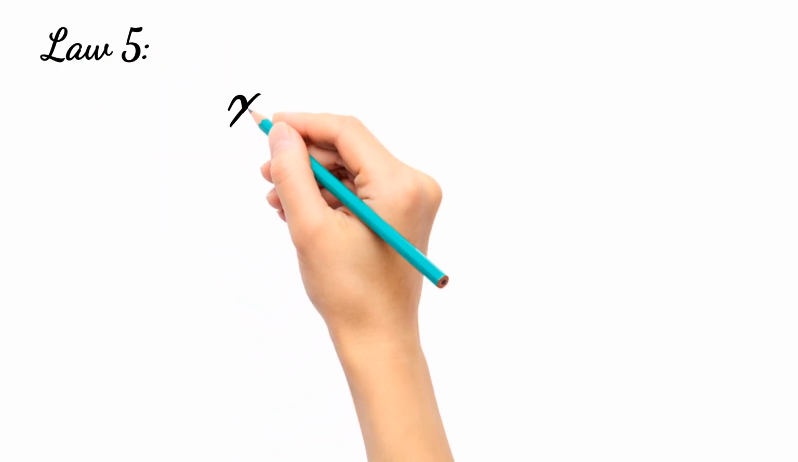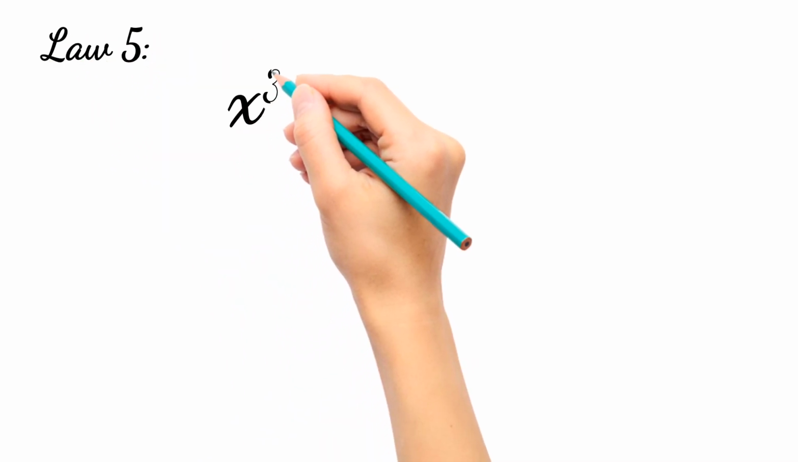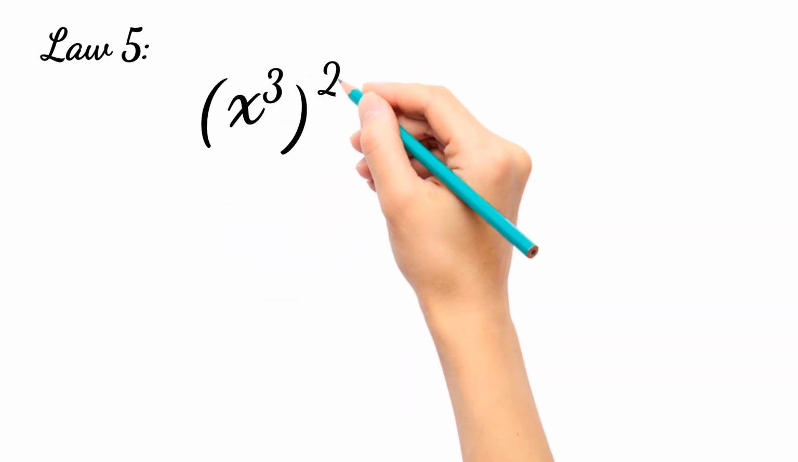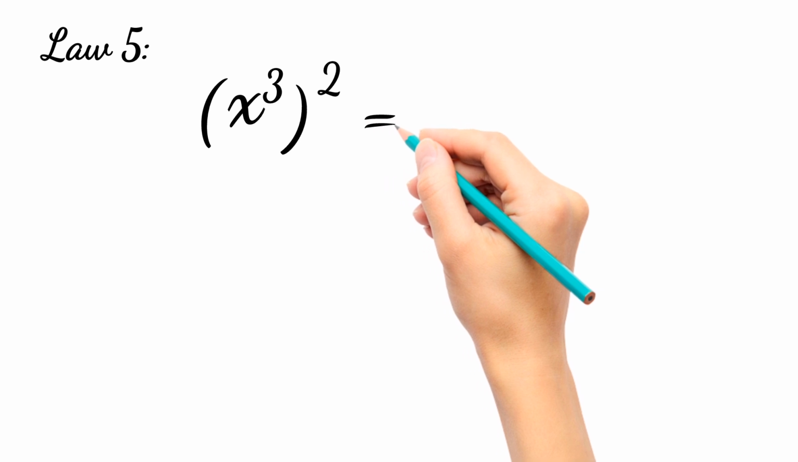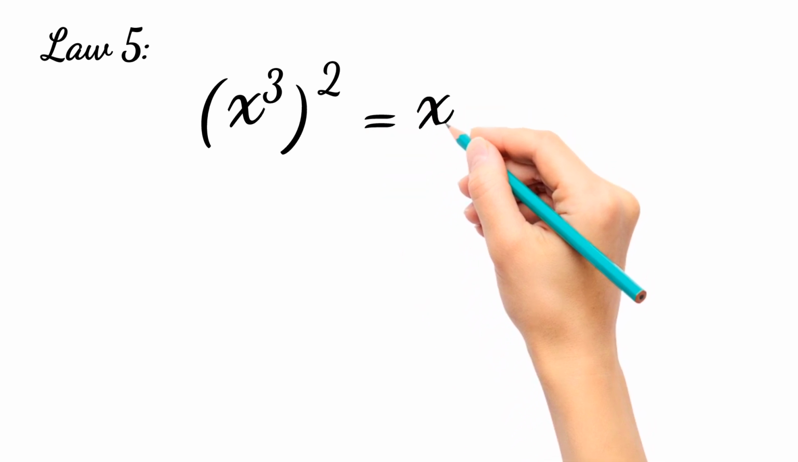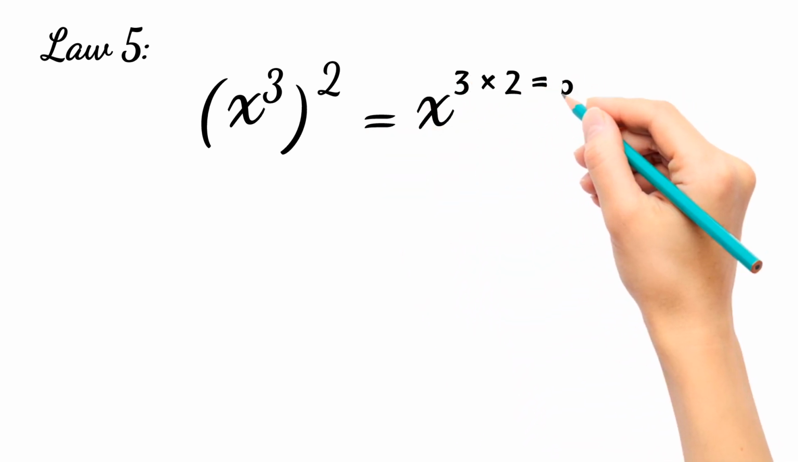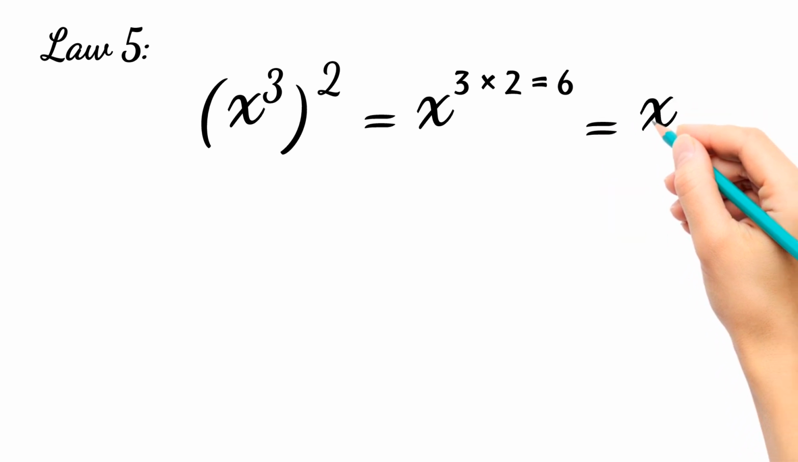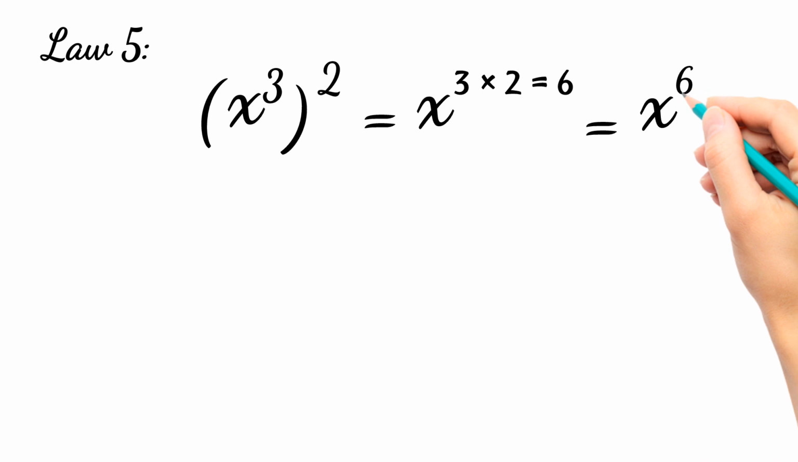The next law says that when you have x raised to power 3 in a closed bracket, please pay attention, and it still has power of 2, you are going to multiply the two powers together, because one is inside the bracket and the other one is outside. Do you get that now? So that will give us what? x raised to the power 6.